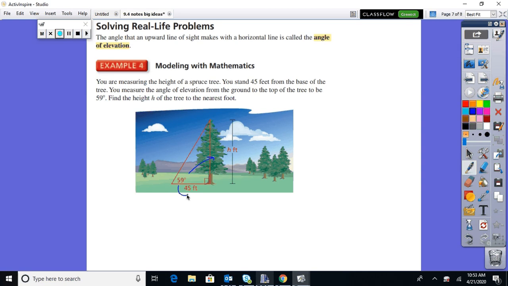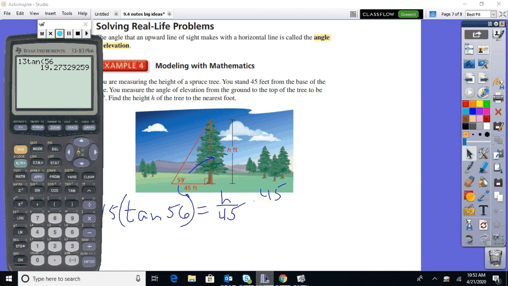Well, I got opposite and adjacent, so I know tangent of 59 equals h over 45. So there's the setup. Now we have a variable in the numerator, so that's a little easier even. So I can just multiply both sides by 45. And again, let me go to the calculator. So I can just type in 45 tan 56.